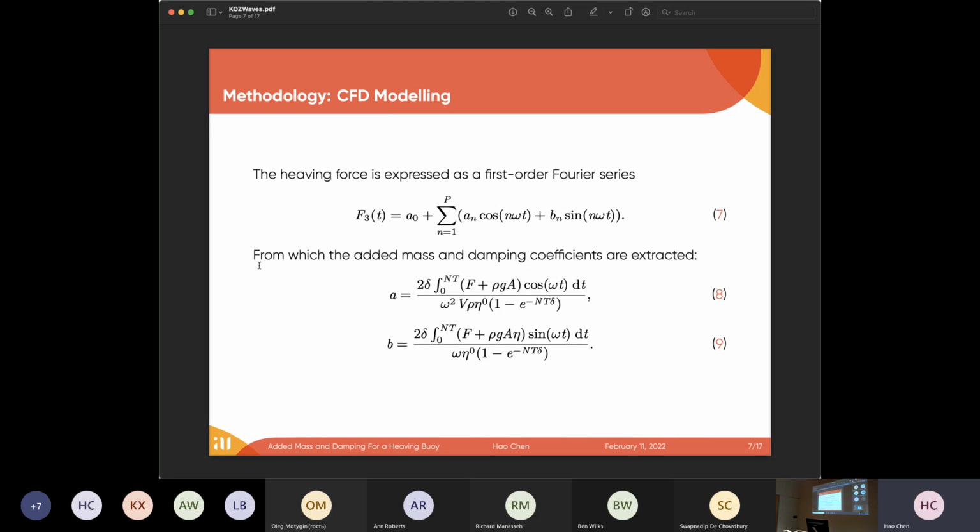And then if we have the added mass and damping from the CFD model, we can further compare with the added mass and damping from the linear potential model, where we can say that the difference will be due to, or attributed to, the viscous effects.